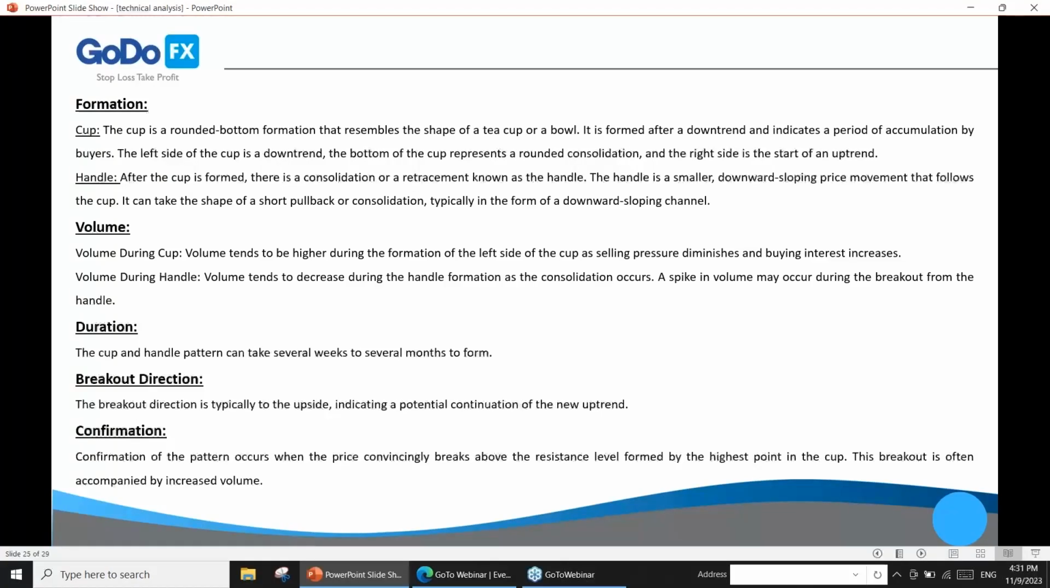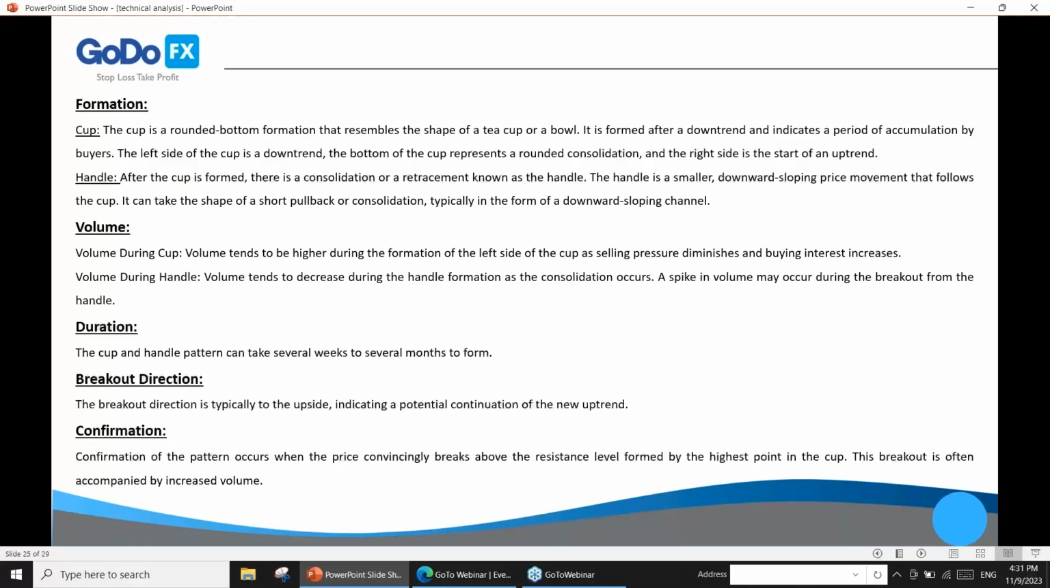and the volume during the cup is higher during the formation of the left side of the cup as selling pressure diminishes and buying interest increases, but the volume tends to decrease during the handle formation as the consolidation occurs, and a spike in volume may occur during the breakout from the handle.